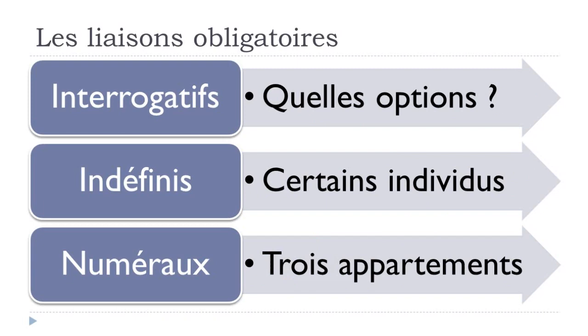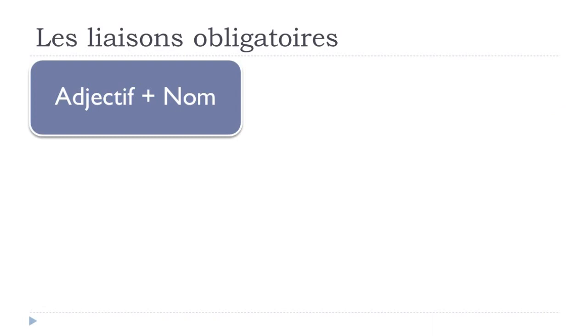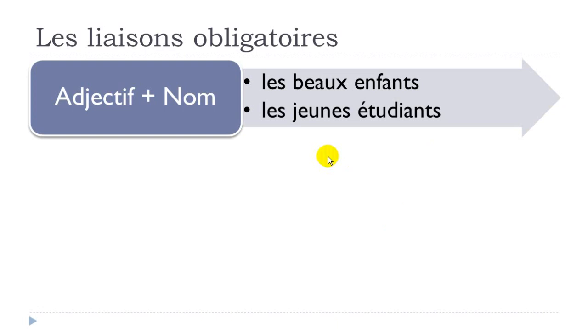But then it continues. So, now, situation where you've got a sentence in which you've got first the adjective and then the noun, like here, for instance. Les beaux enfants, okay?